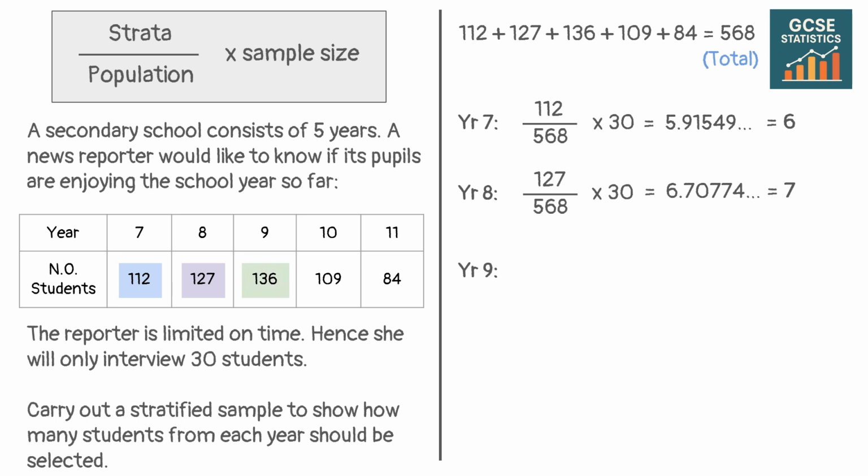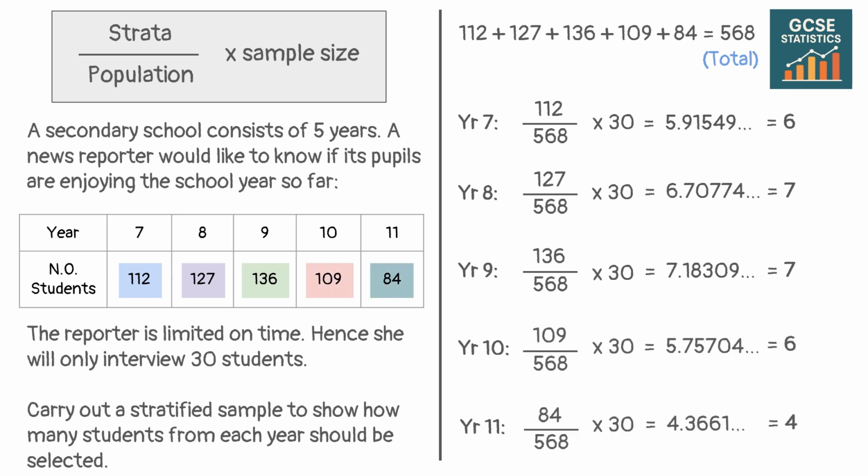For year 9, we'll write it as 136 over 568 and multiply by 30, putting it into the calculator, round and get 7 again. I'm going to skip the workings for the last 2, or we'll be here for a while. Take this chance to do some workings yourselves and check the answers in a minute. If you did it yourself, you should get that year 10 needed 6 students and year 11 needed 4. A useful thing to do is to add all the numbers up together. 6 plus 7 plus 7 plus 6 plus 4 indeed does give us 30, the original sample size. However, as we will now see, we might run into some issues that you might have not been aware of.